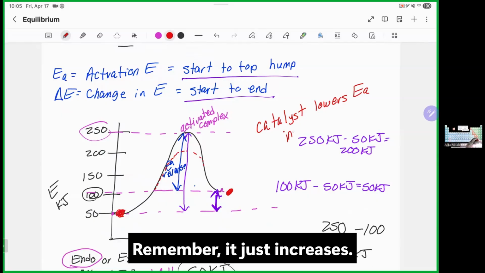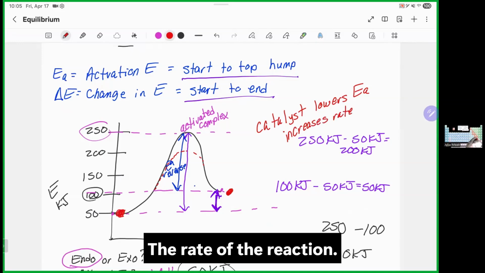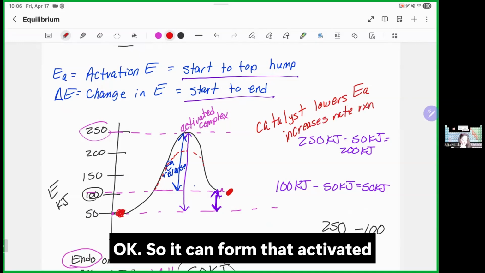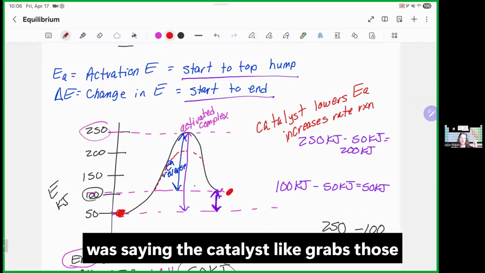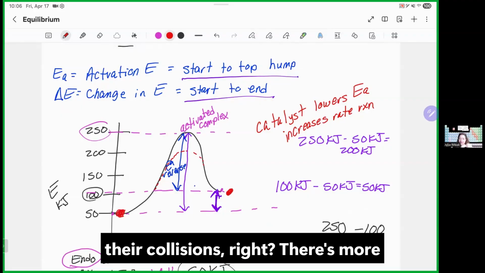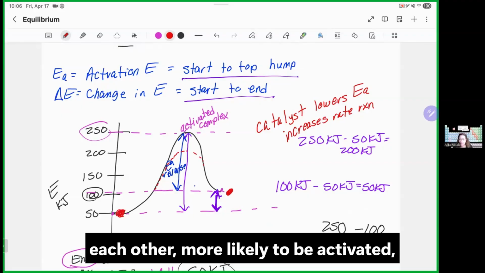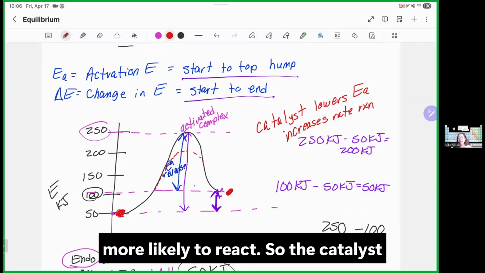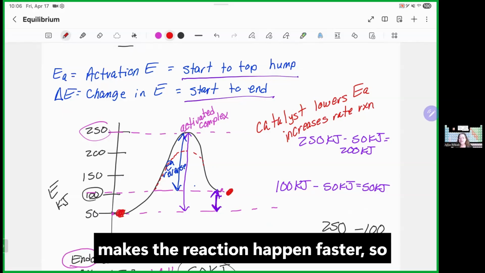So the reaction happens faster. Remember, it just increases the rate of the reaction. Okay, so it can form that activated complex faster, right? Which, remember I was saying a catalyst grabs those molecules and puts them together. So there are more collisions, right? They're more likely to reach each other, more likely to be activated, more likely to react. So the catalyst just decreases the activation energy and makes the reaction happen faster.